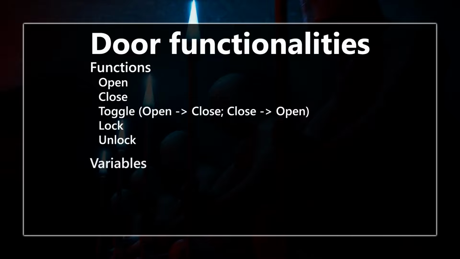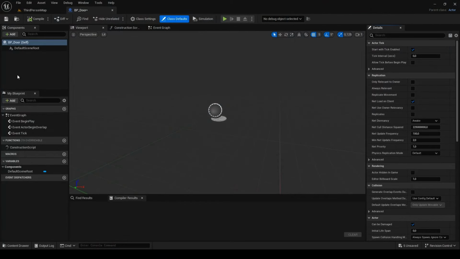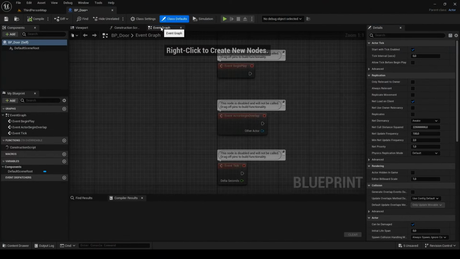I also want to know if the door is in motion, opening or closing, and in what state the door is currently in. We use inheritance, so no matter how we implement those functions, we can always just cast and call the parent function. So let's do it. Go to Event Graph and add custom events.